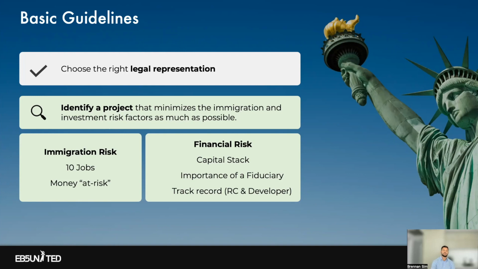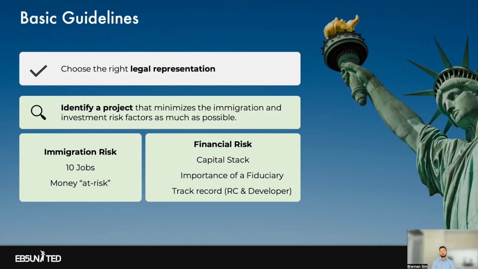The USCIS is going to ask us multiple times if they do have questions and allow us to respond to those questions before they would ever issue a denial. And so the most important part of you obtaining a green card is finding the right legal representation, because they need to properly source your funds in order for you to have an approval. That's why we have such a high approval rate also, is because we really try to just work with very strong EB5 attorneys. Next is to identify a project that minimizes the immigration and investment risk.